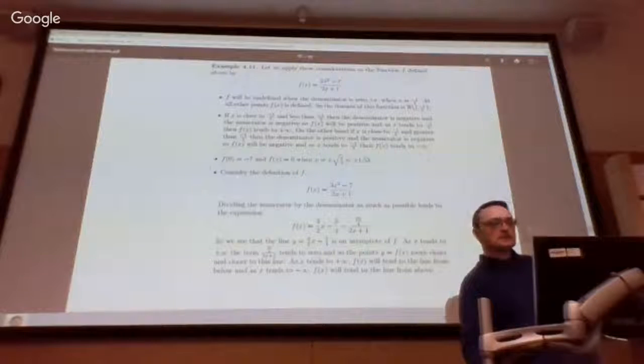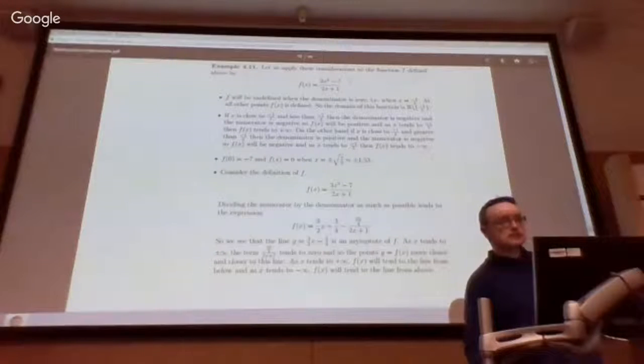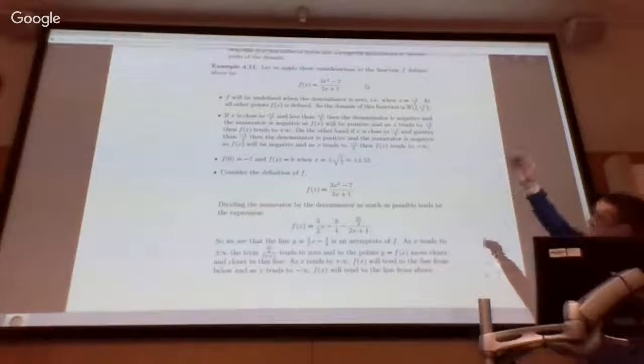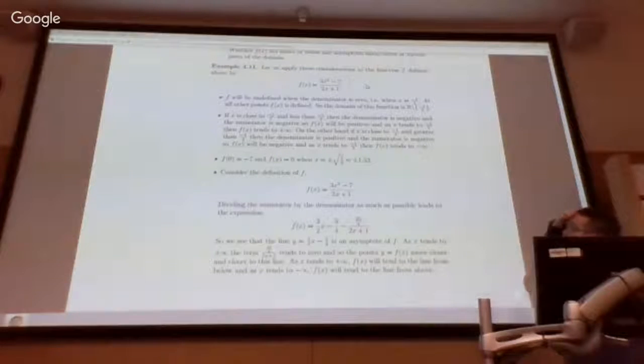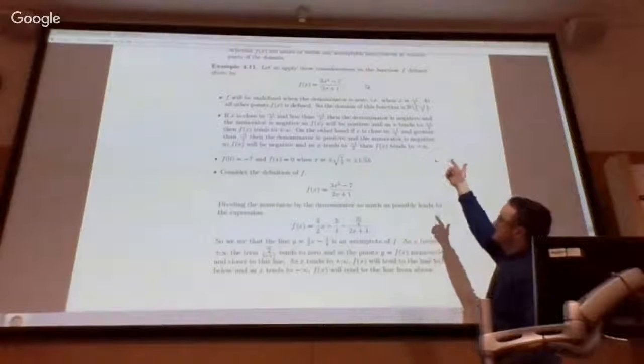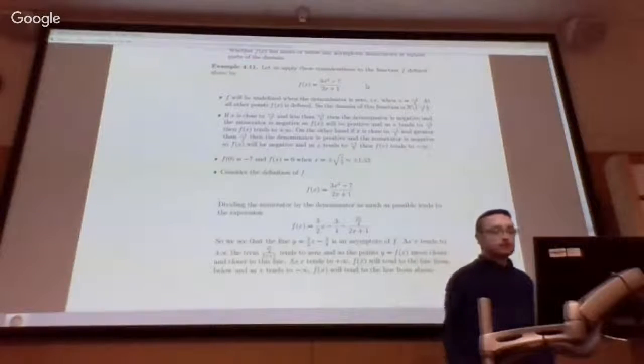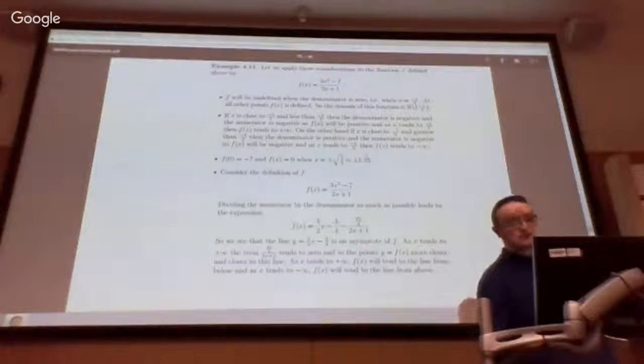We can find the axis crossing points. We can evaluate f of 0. That's simply minus 7. You see there, so it crosses the y-axis at minus 7. We can solve for when the function is 0. Now it's a fraction, so it's going to be 0 when the numerator is 0. That's very easy to solve. 3x squared minus 7 has got roots at plus or minus square root of 7/3, which is plus or minus 1.5 approximately.